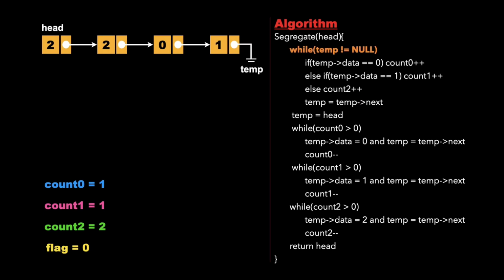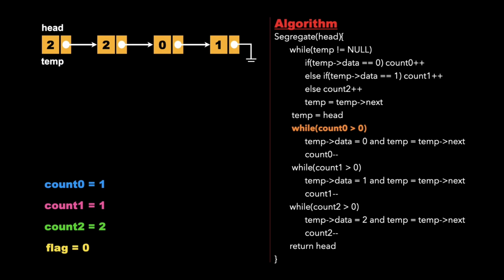So this condition is false. Therefore, we exit the while loop and again point temp to head. Then we have three while loops for count 0, count 1 and count 2 respectively. In the first while loop, we check whether the value of count 0 variable is greater than 0, that is, the number of zeros in the linked list is greater than 0.